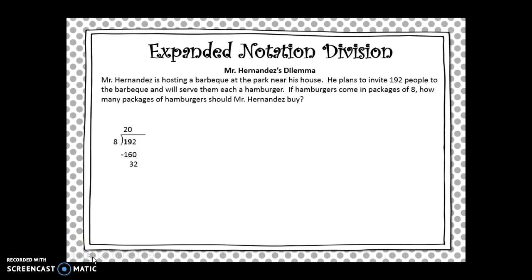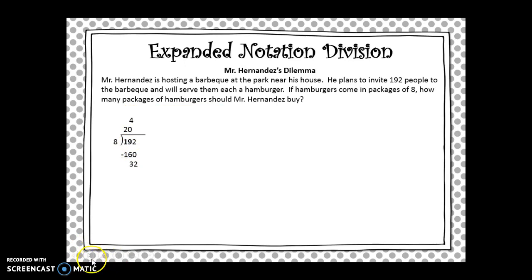My next step after getting 32 is to think, how many groups of 8 can I make from 32? When I think about how many sets of 8 I can make from 32, or what times 8 gives me 32, I get 4. I'm going to write that 4 right above my 20.